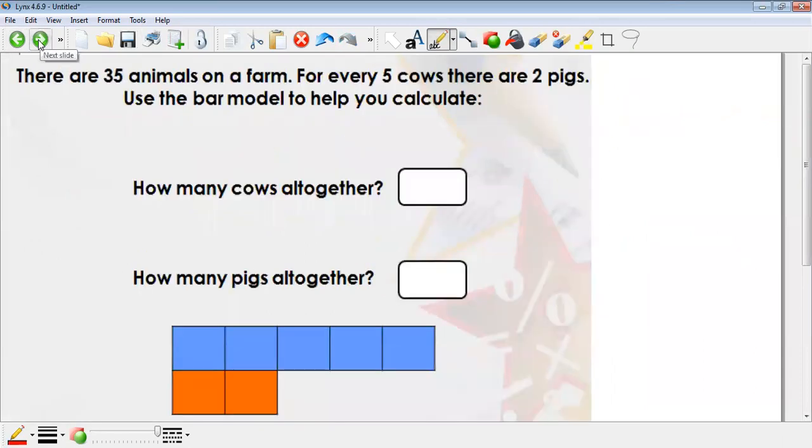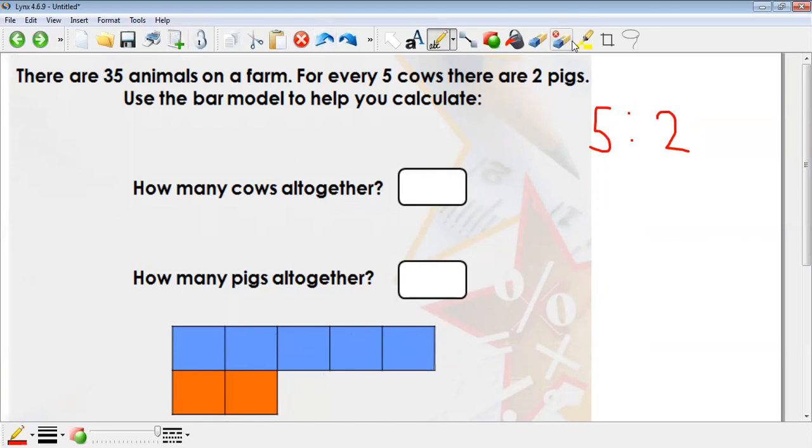Like this question coming up. There are 35 animals on a farm. For every 5 cows, there are 2 pigs. Use the bar model to help you calculate. So cows 5, pigs 2, 5 and 2. So how many cows altogether? Now the problem is you're not just going to put a 5 and a 2 in here just because that's how many blocks we've got here. You need to think about this diagram.